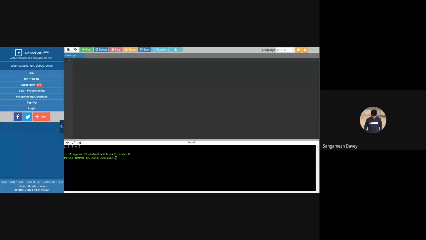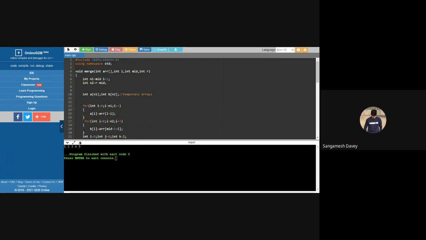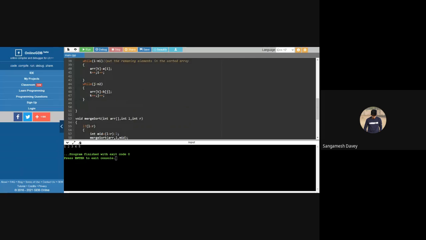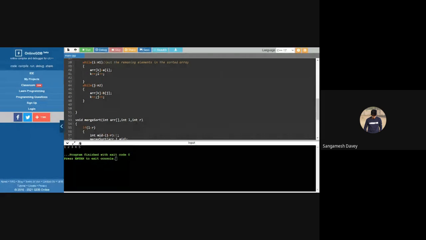I'll share. This is the merge sort. So again, the main idea here is I divide the array, sort the left part, sort the right part, merge it. Okay. So now the code is a bit tricky to understand in the first go, so I'll slowly explain it.